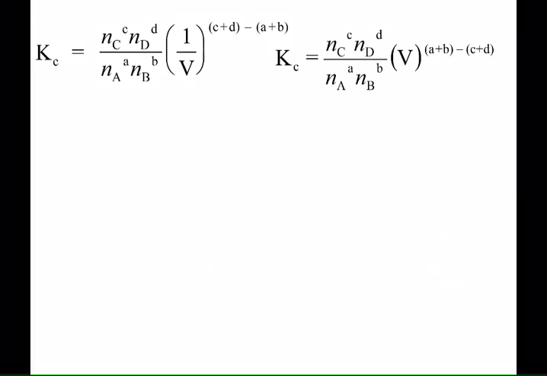The manipulation done from left to right there is to clean up the inverse of volume. If you have the inverse raised to a power, you can take the inverse of that by taking a negative through your exponent, and that's what has been done here.